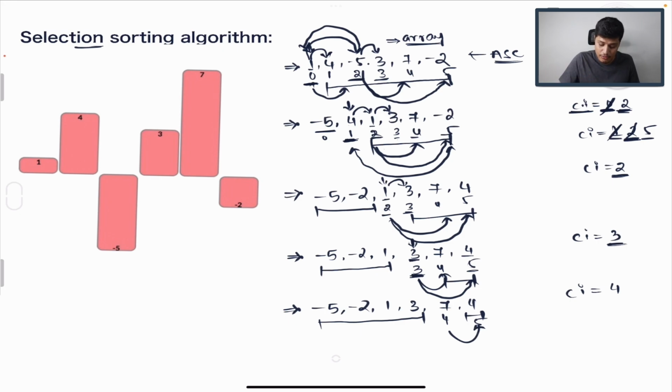Obviously 4 is smaller than 7, right? That means 4 should come first and 7 should come later. As a result, we will update the current index with index 5, and there are no more values to compare. So we will swap the values available at these two indexes. If we swap the values, the resulting array that we will get will be -5, -2, 1, 3, 4 and 7.